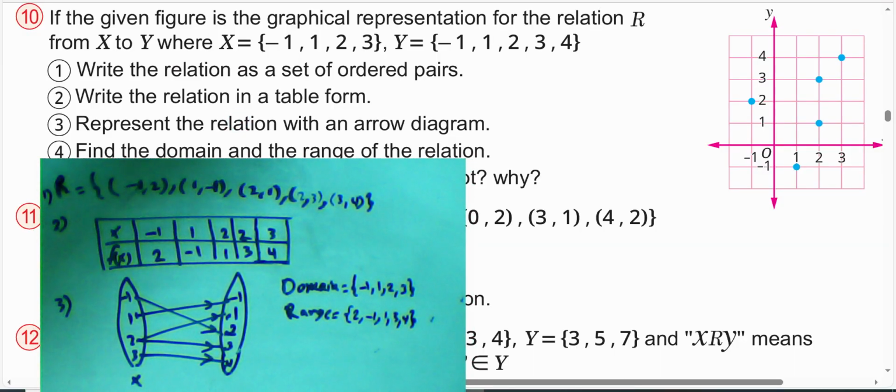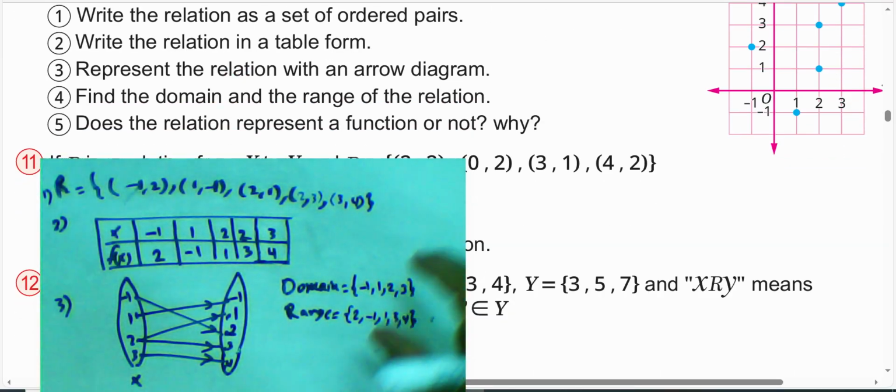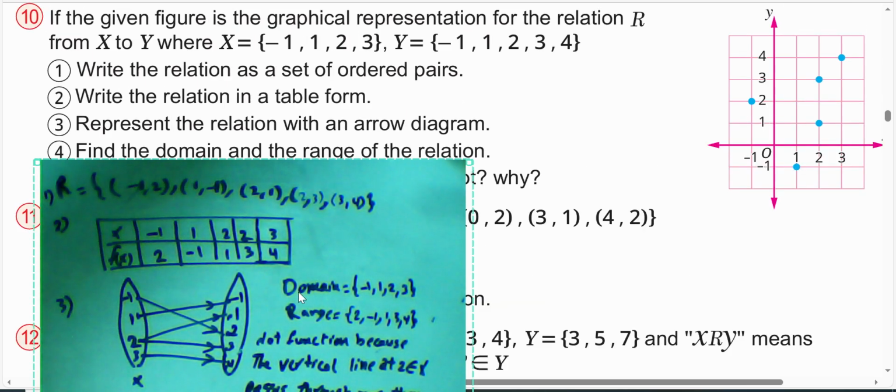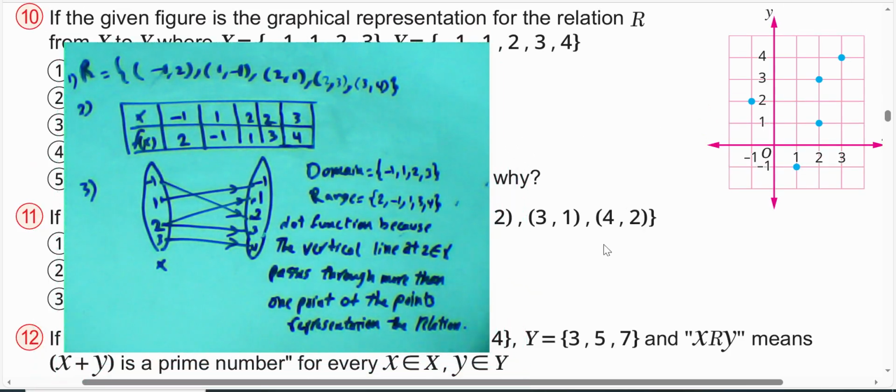It's not a function because the element 2, which is pointing to x, has two images in y. You can write the result here: this is not a function.